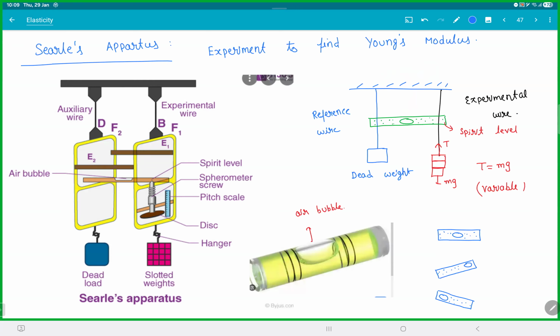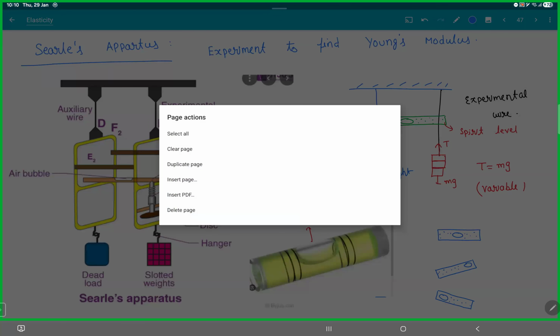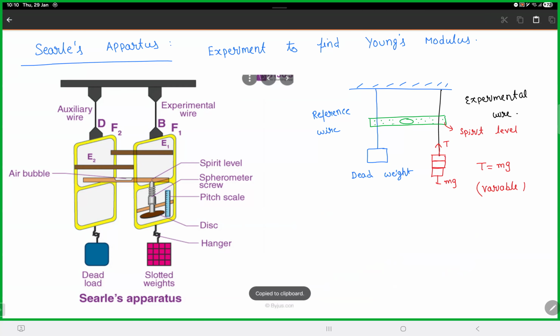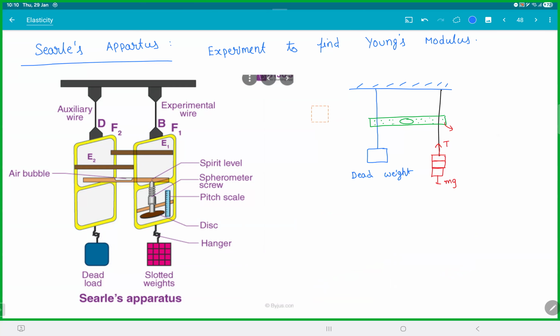Anyways, all clear with the spirit bubble, how it works? Great. Now, how does this experiment work? Let me show this picture again. So now you start adding the weight on the right hand side. Once you start adding the weight, you will observe the wire on the right side will stretch. Because the wire started stretching, this spirit bubble will start becoming inclined, and the bubble comes here. And that is how you know the wire got stretched.